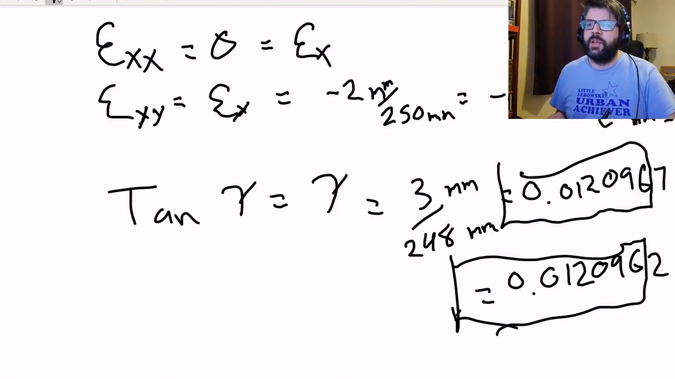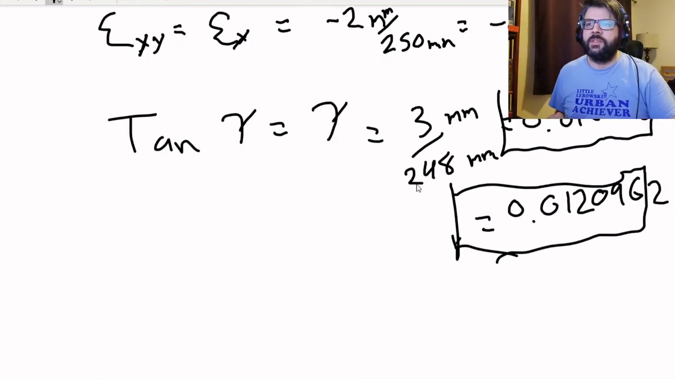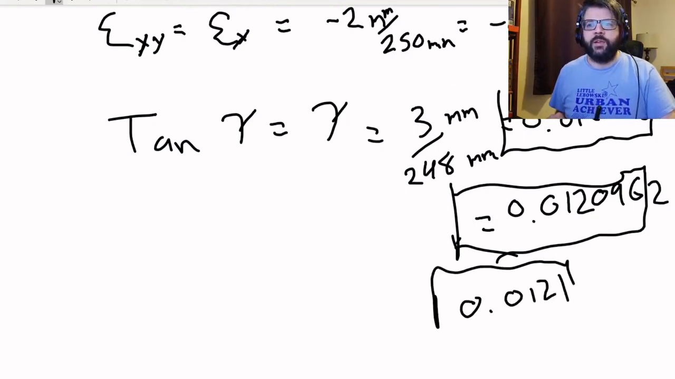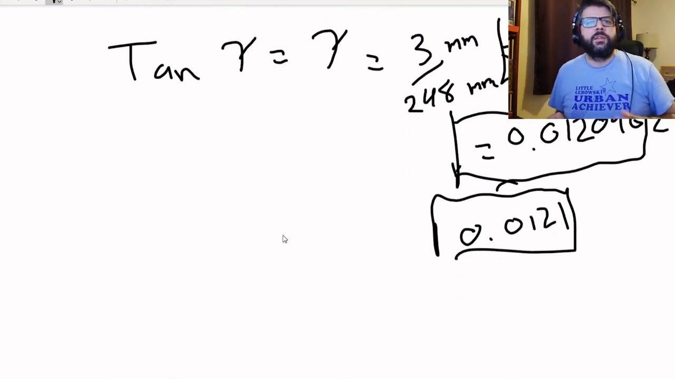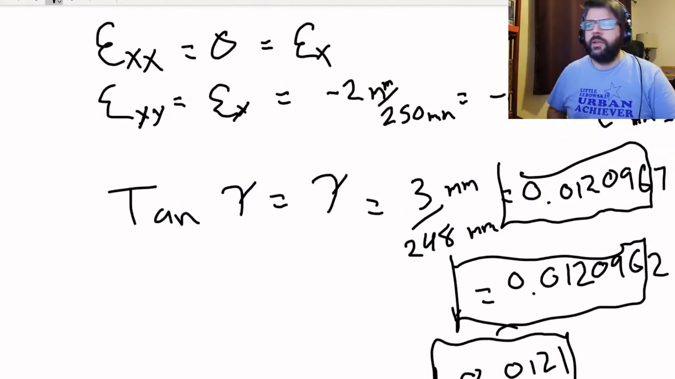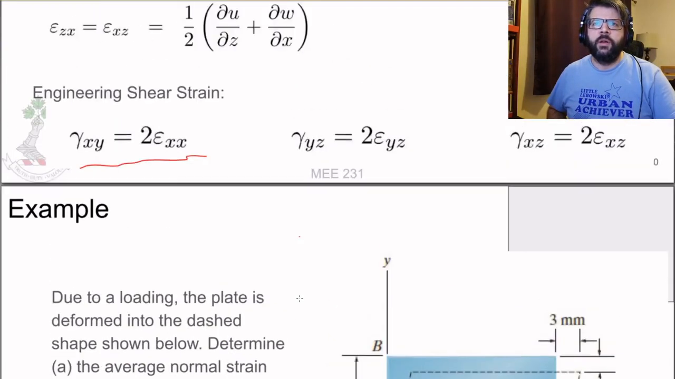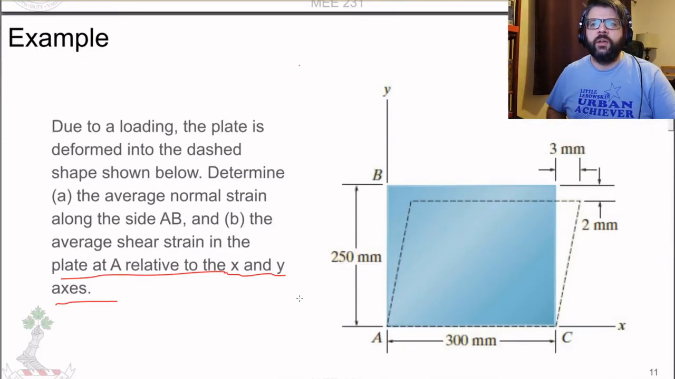Typically speaking, if you're actually using this, that's probably about as accurate as you ever need to be. So anyways, that is how we go about solving our shear strain and our normal strain for those two situations.